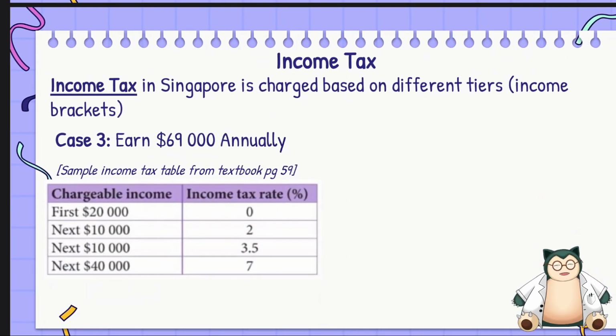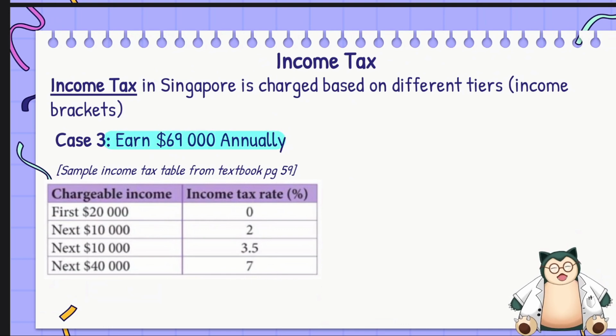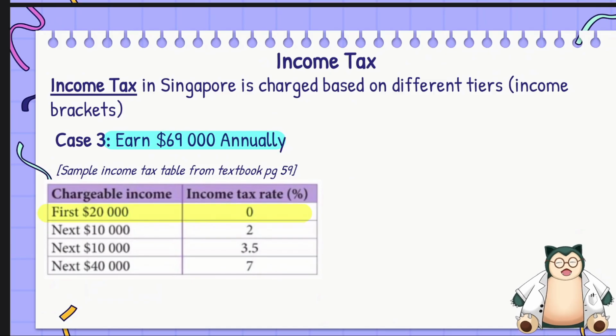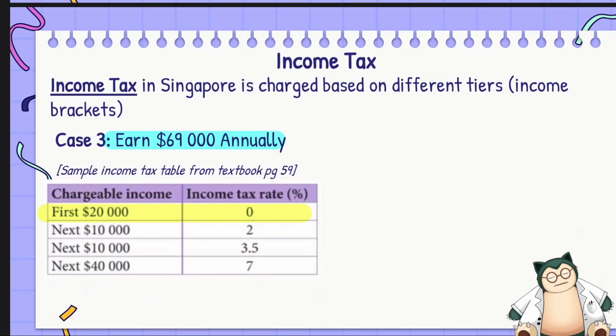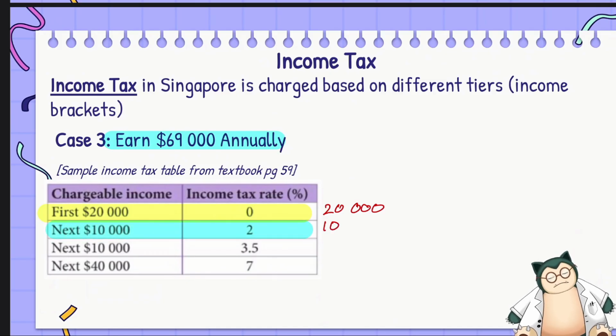Okay, next one is a bit more complicated. $69,000 annually. Okay, so we all know that the first $20,000 is free of charge, so this one has zero tax. Okay, so the first 20,000, this is free. Okay, the next 10,000, so this 10,000 we also hit.